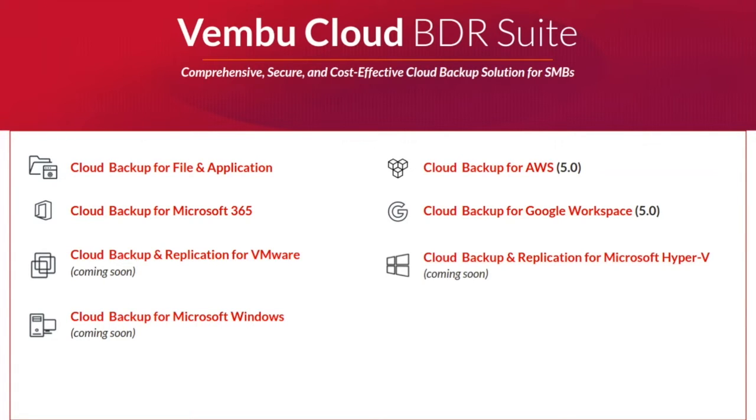So the cloud will act as a BDR backup server for you, and also as a storage space. Once you purchase the cloud space, as of now, we have the options to back up your files and applications. That is cloud backup for files and applications, cloud backup for AWS, cloud backup for Microsoft 365, and cloud backup for Google Workspace. Only these 4 backups can be done as of now in 5.0.